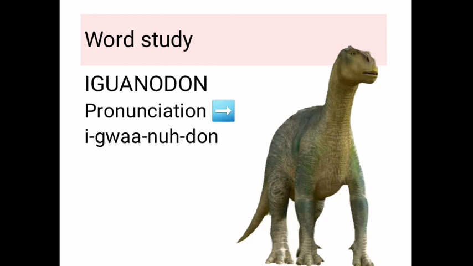Another name of a dinosaur which we come across today is iguanodon. This is another type of dinosaur. From the picture you can see this type of dinosaur is called iguanodon. So today we learned three names of dinosaurs. First one is Stegosaurus. Second one, pterodactyl. Third one, iguanodon.